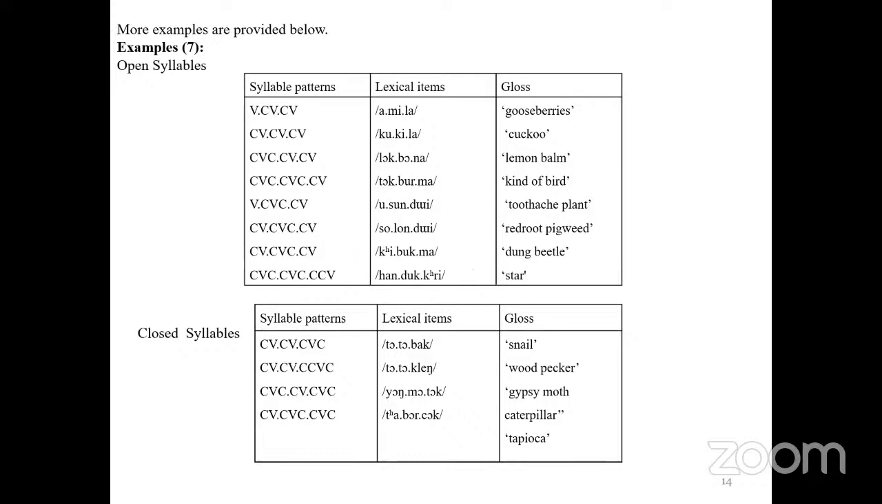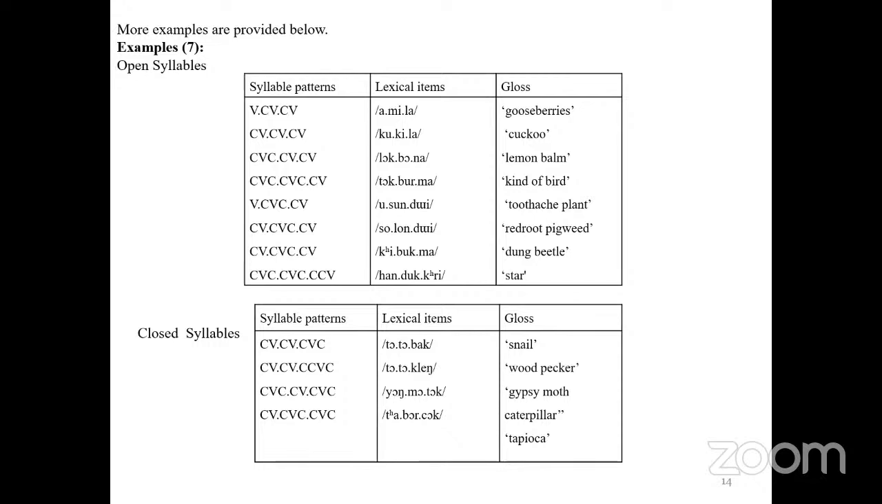Here are some more examples I have given. Amila, gooseberries. And logbona, lemon balm. And in the closed syllables, totobak, snail. And tabotsok, tapioca. And young motok, gypsy moth caterpillar. Yeah. Next slide.